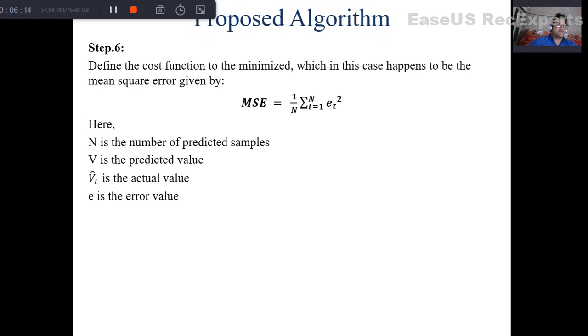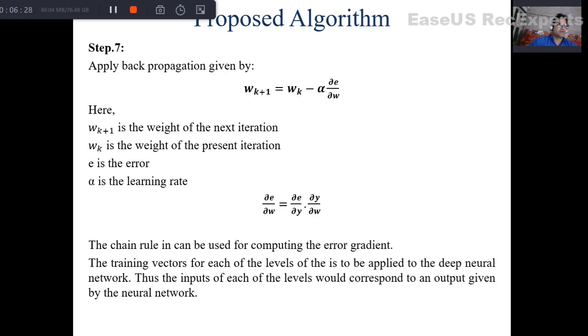Step number 6, we calculate mean square error, and this formula calculates the mean square error. Mean square error is used to stop the training. Step number 7, we apply the back propagation algorithm. w(k+1) is the weight of the next iteration, and w(k) is the weight of the present iteration. E is the error and delta is the learning rate.